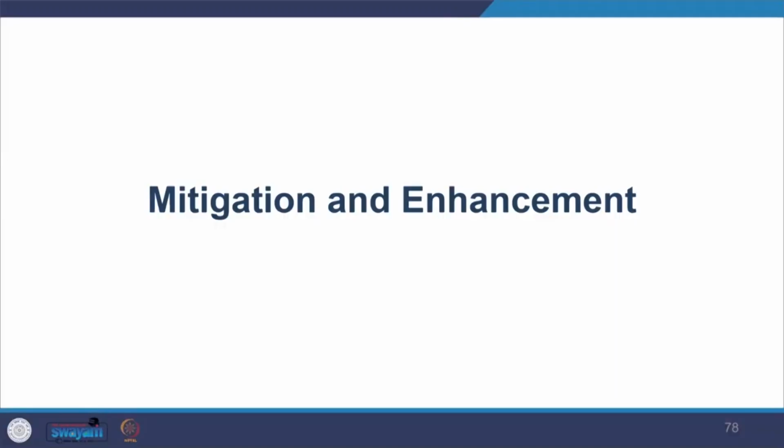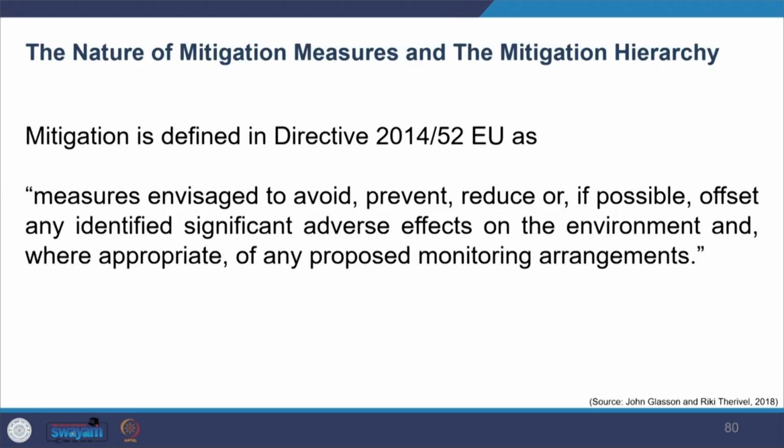So now looking at another component of this, mitigation and enhancement. Mitigation is what kind of measures, what kind of protection, what kind of care you're going to take to avoid, prevent or reduce whatever impact is going to happen as per your study. So how you're going to offset any significant impact, adverse impact in particular, which you have identified from your study. How you're going to reduce it, prevent it, avoid it. That is what you take care of in the mitigation aspect. So you call it a mitigation measure.